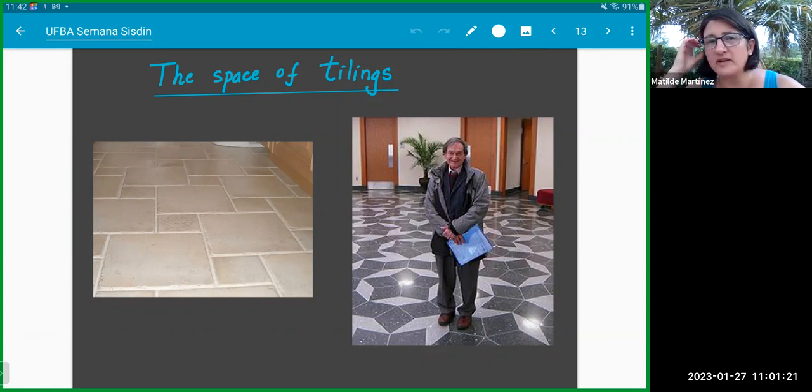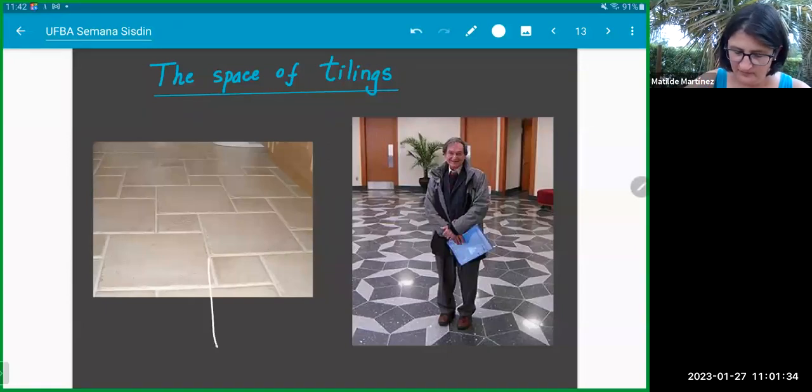So I'll say what the space of tilings is. If you have a floor in your home and you can tile it, tiling your floor means exactly what is in the picture. At the left here, you can see a tiling of a floor with squares. And here you can see Sir Roger Penrose standing on what is called a Penrose tiling. So what is a tiling? When you cover the floor with tiles, what mathematical properties does it have?